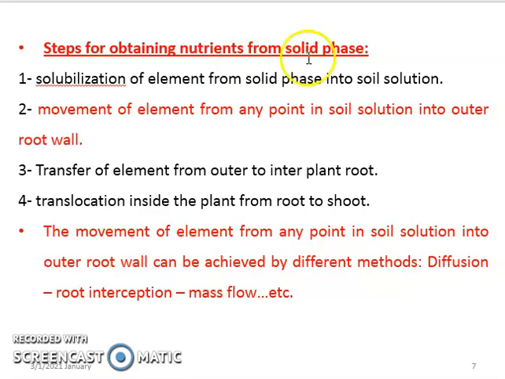Steps for obtaining nutrients from the solid phase. The first is solubilization of the element from the solid phase into the soil solution. Then movement of the element from any point in the soil solution to the outer root wall. Then transfer of the element from the outer to the inner plant root. Then translocation inside the plant from root to shoot. The movement of the element from any point in the soil solution to the outer root wall can be achieved by different methods. What are the methods for movement of the nutrient? The methods are diffusion, root interception, mass flow, and so on.